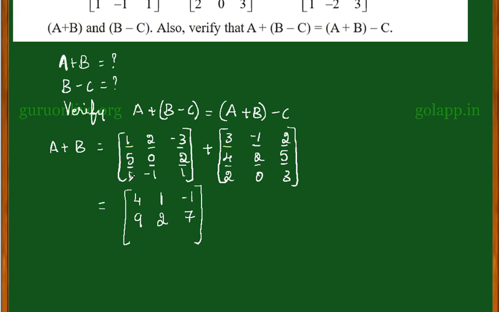The last row first element is 1 and the corresponding element is 2. So 1 plus 2 is 3. The second element is minus 1 and the corresponding element is 0. So minus 1 plus 0 gives you minus 1. The last element is 1 and the corresponding element is 3. So 1 plus 3 gives you 4. That's the matrix for A plus B.